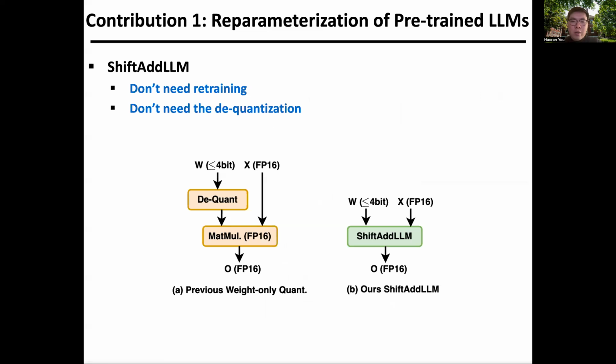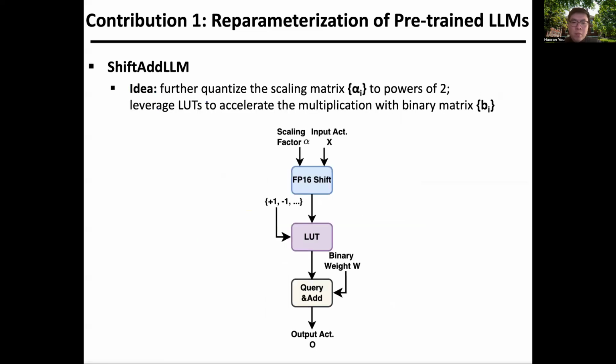And our ShiftAddLLM is built on top of such BCQ. It gets rid of both retraining and dequantization, while also maintaining task accuracy. Specifically, the idea is to further quantize the scaling factors to powers of 2 and leverage lookup tables to accelerate the multiplication with binary matrices. And overall, the computation flow is like this.